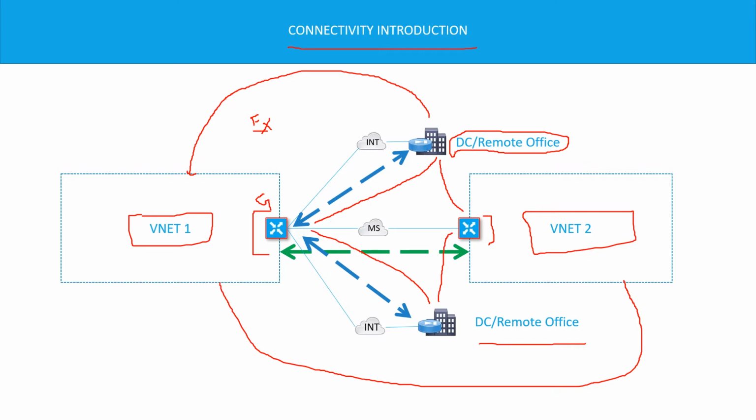VNet to VNet connectivity can also be established based on these VPN gateways. Earlier we talked about VNet to VNet connectivity, which is very simple. You don't need to do much, but this is based on gateway to gateway connectivity. Though you are going to have the public infrastructure, the public IP basically, while connecting gateway to gateway, you are going to use the Microsoft infrastructure.